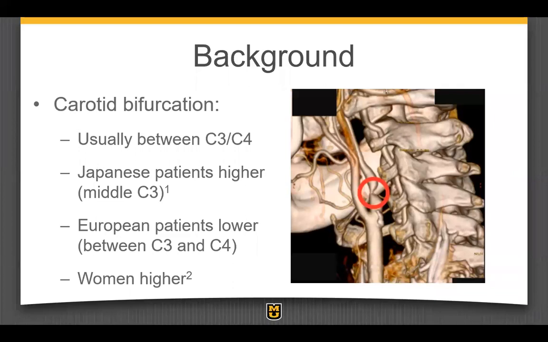So to go over some of the basic anatomy, this is a study essentially of the carotid bifurcation. It's usually located between C3 and C4. There was a Japanese study looking at patients essentially with CT scan and anatomic information, demonstrating this might be slightly higher, in the middle of C3, as compared to European patients where this might be slightly lower, between C3 and C4. Interestingly, there were some sex differences, with women exhibiting slightly higher carotid bifurcations than men.